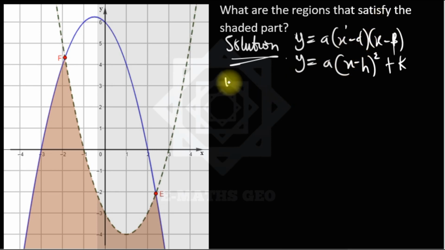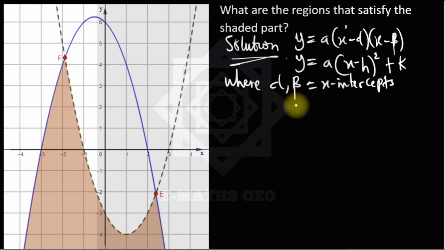Where alpha and beta are the x-intercepts. In the second one, h and k are the coordinates of the vertex.